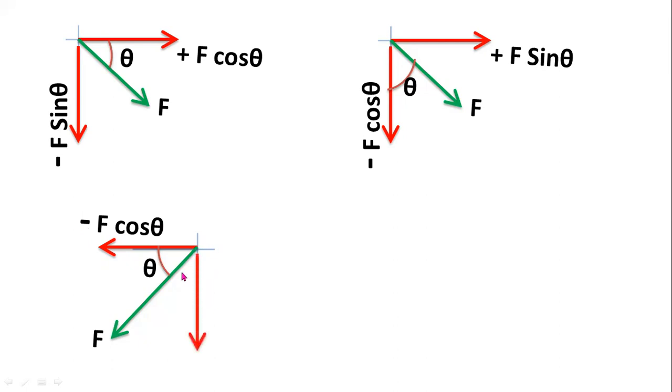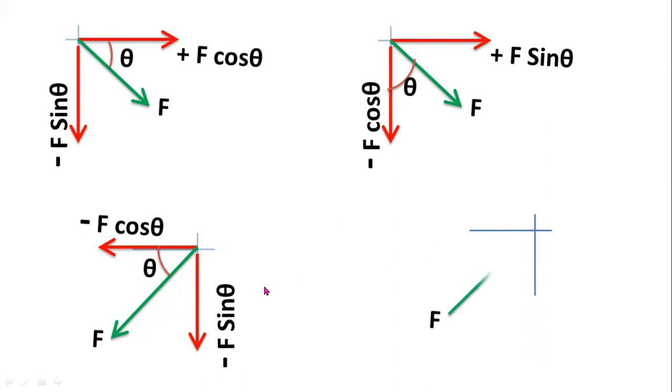Okay, now this is the vertical force. The magnitude of this vertical force equal to minus F sin theta. Okay, this vertical force is opposite to the angle, so that's why I am taking sin theta and a negative sign for downward direction.